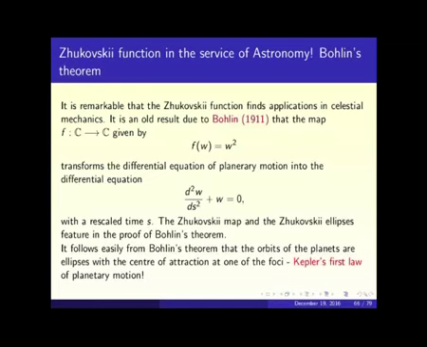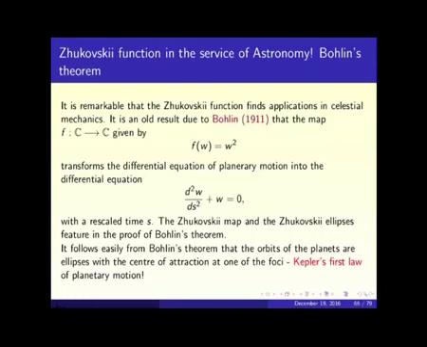You can easily use this idea to prove Kepler's first law of planetary motion. One can prove that the planets revolve around the sun in elliptical orbits with the sun at one of the foci. The reason is very simple. You can easily solve this equation d2w by ds squared plus w equal to 0.